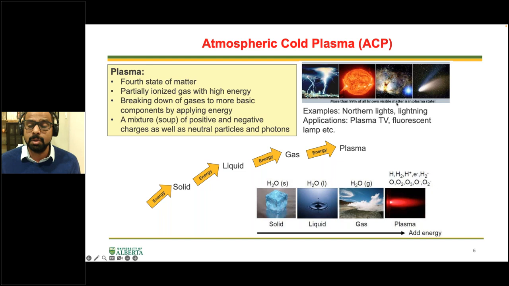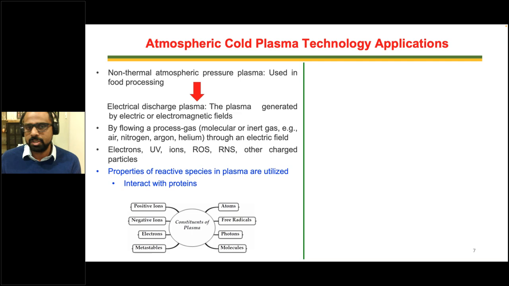Examples are the northern lights, which are plasma, and lightning is an example of plasma. We also use plasma TVs and fluorescent lamps. In those applications, we use plasma technology. But in the lab, you can create plasma at low temperature conditions by providing electrical energy. You can create plasma by breaking down the gas with electrical energy, that is, by flowing a gas through an electric field. You can break down the gas into electrons, UV, ions, reactive oxygen species, reactive nitrogen species, and other charged particles.